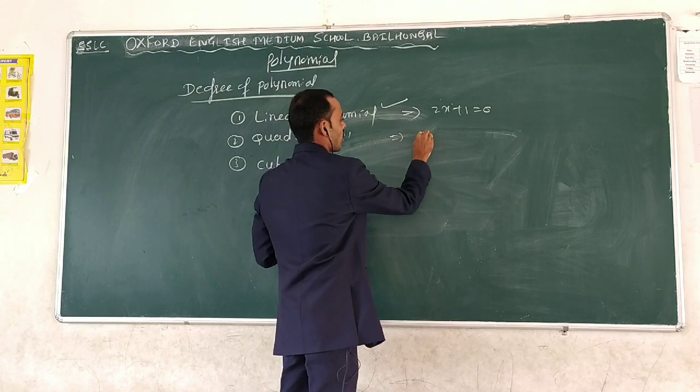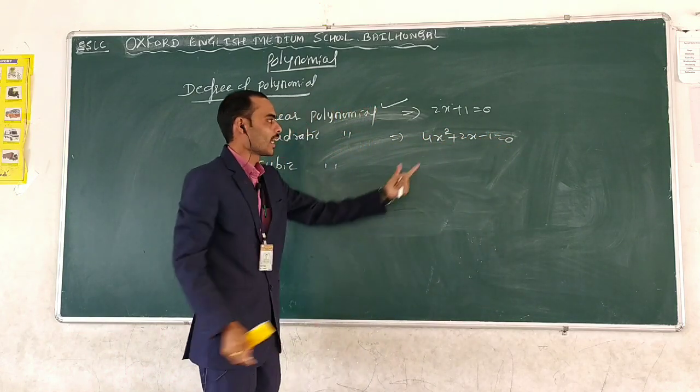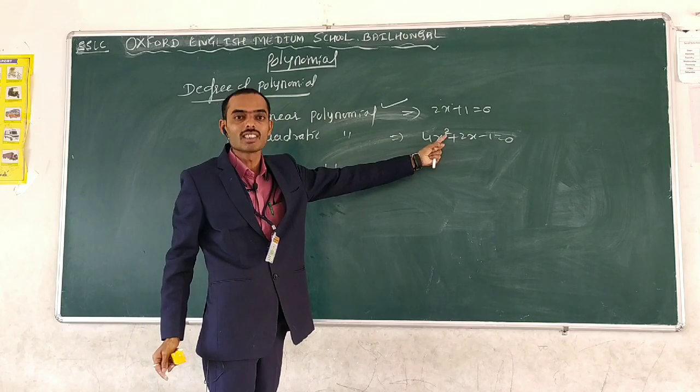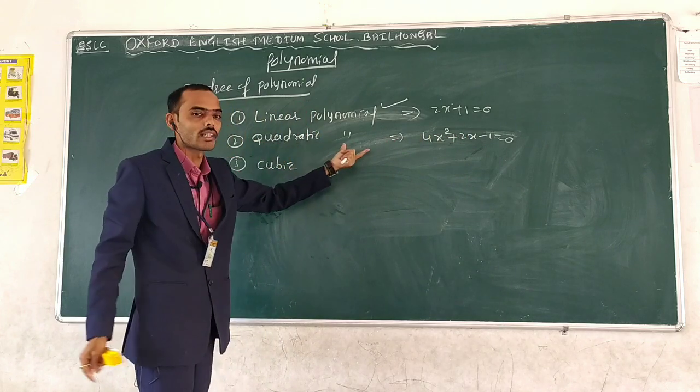Second one, I will take second one. 4x square plus 2x minus 1 is equal to 0. The highest exponent is what? 2. That is, degree is 2. Therefore, this equation is called quadratic polynomial.